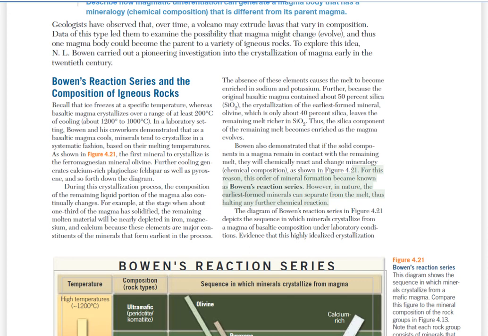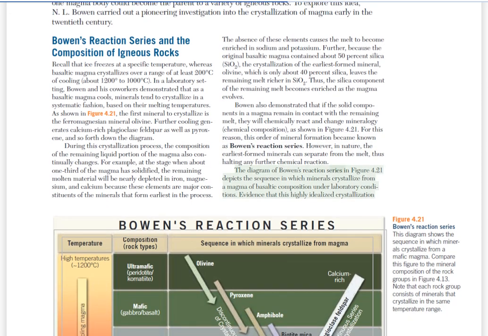However, in nature, the earliest formed minerals can separate from the melt, thus halting any further chemical reaction. The diagram of Bowen's reaction series in Figure 4.21 depicts the sequence in which minerals crystallize from a magma of basaltic composition under laboratory conditions.